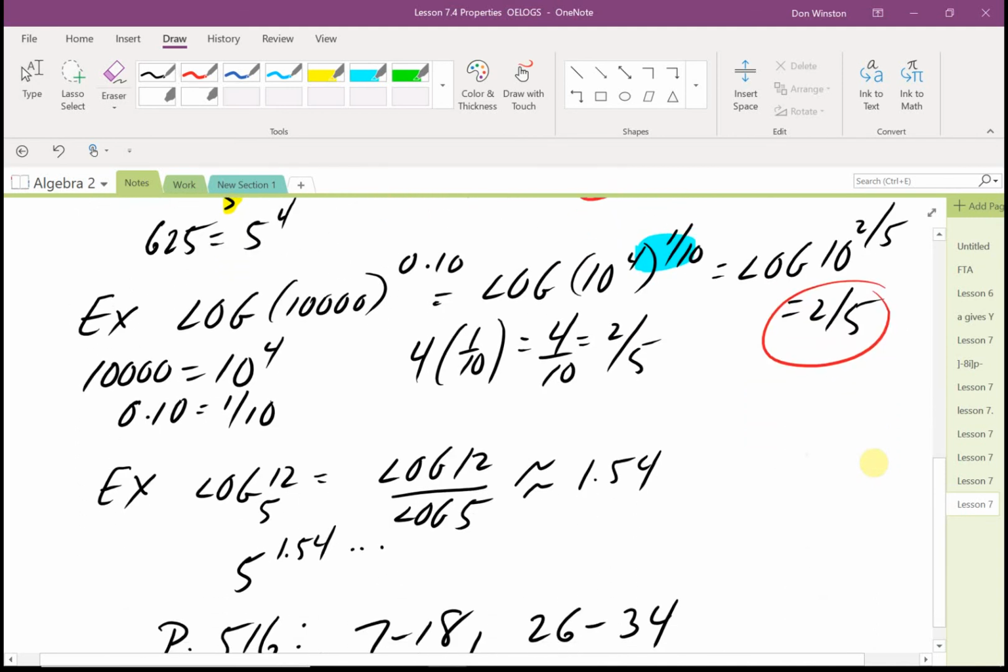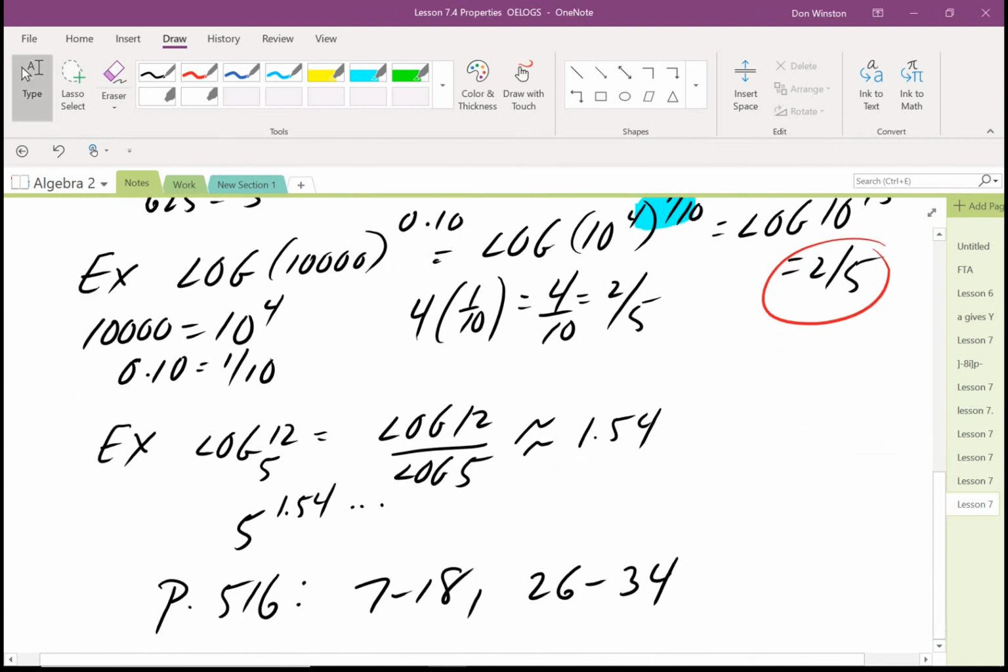And lastly, we're asked to use the change of base. We're working with base 5, so log base 5 of 12, which we don't know. So we have to change that to common logs, using the change of base formula. Again, remember, this would be base 10 and that would be base 10, but we really don't write the base 10. Then with our calculator, we would just evaluate the common log of 12 divided by the common log of 5, and that would be approximately 1.54.